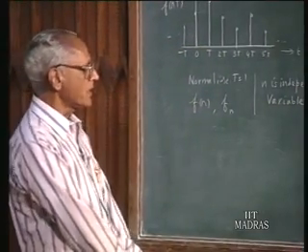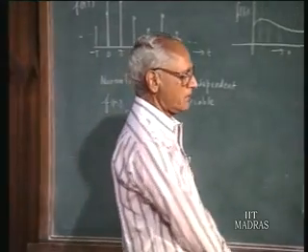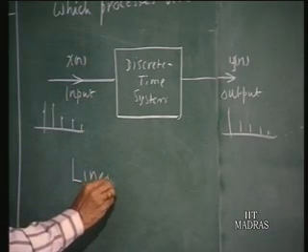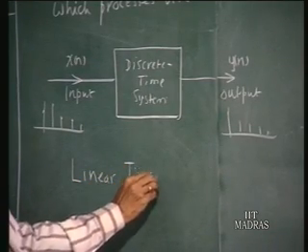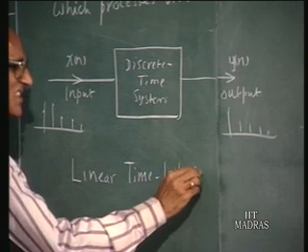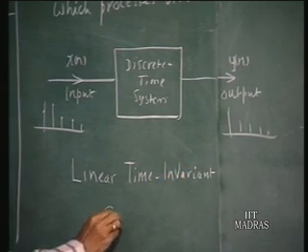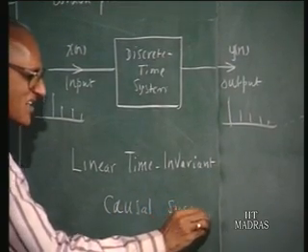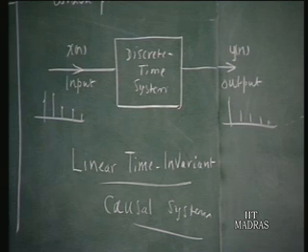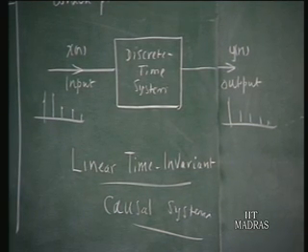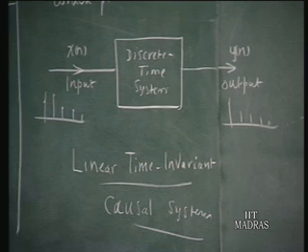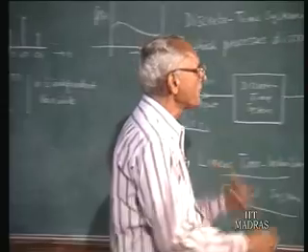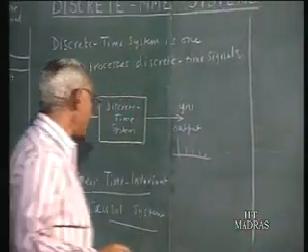But we will be concerned with a particular class of discrete time system in our course here. This is the linear time invariant causal system. Discrete time system is what we are going to talk about, in much the same manner as we have done in the case of continuous time systems. In the case of continuous time systems also, we talked about linear time invariant causal systems. Here also we are going to talk about linear time invariant causal systems. So before we proceed, let us once again review the meanings of these three adjectives.